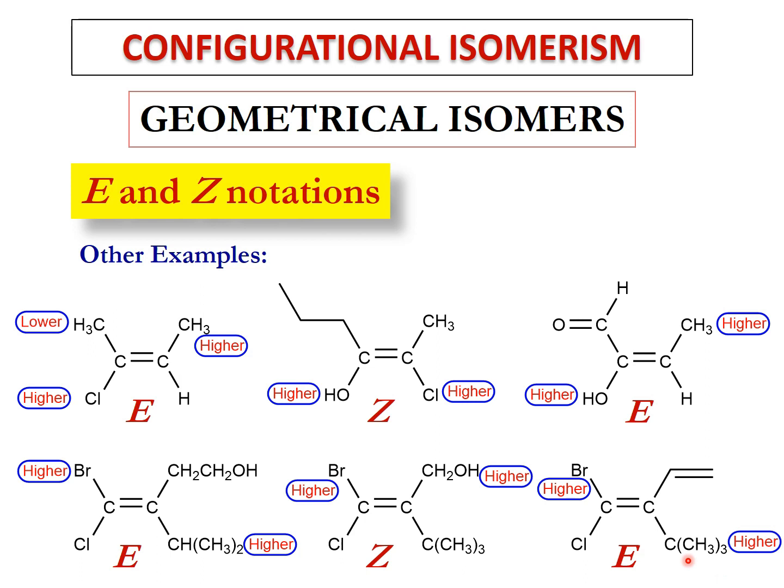So this is how you can assign geometrical isomerism or cis-trans or E-Z notations to alkenes.